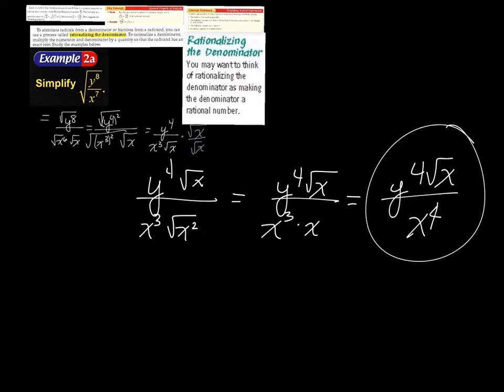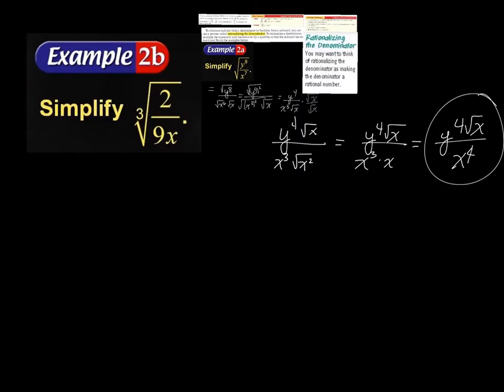So x cubed times x, I wouldn't normally write all this out, I'm just showing it this once, would be x to the 4th. I don't have a radical in the denominator, everything is now simplified. I'm going to start this one the same way as we did the last one by writing it as a quotient.